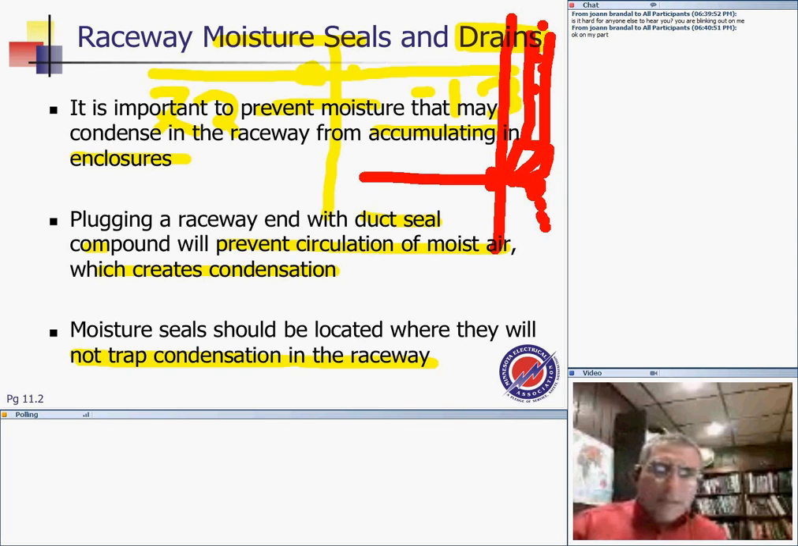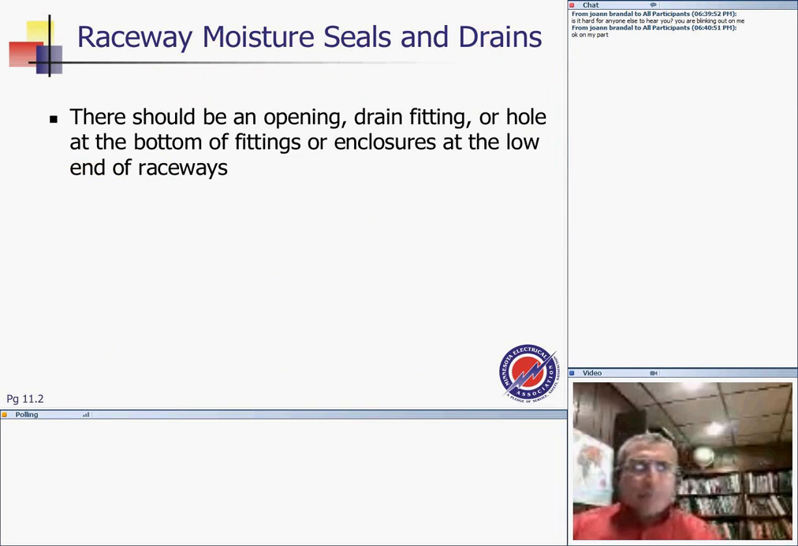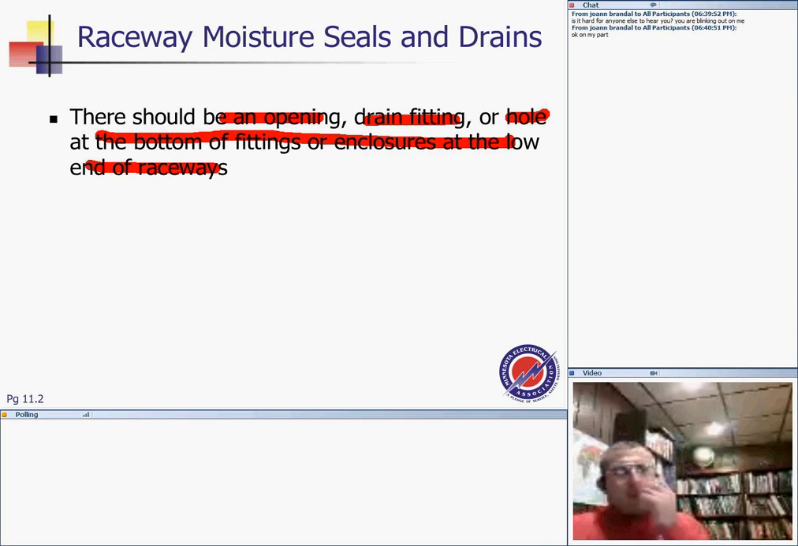You're going to be sealing over here. So whatever water comes in is going to go out of the conduits. And what the seals, moisture seals and the drains do: we're going to seal as we go between two temperatures. You have a drain. If the location traps moisture, you don't want to trap the condensation water in the conduit. Otherwise, there should be an opening, draining fittings, or a hole at the bottom of the fitting or enclosure at the low end of the raceway. And that's what we're talking about.